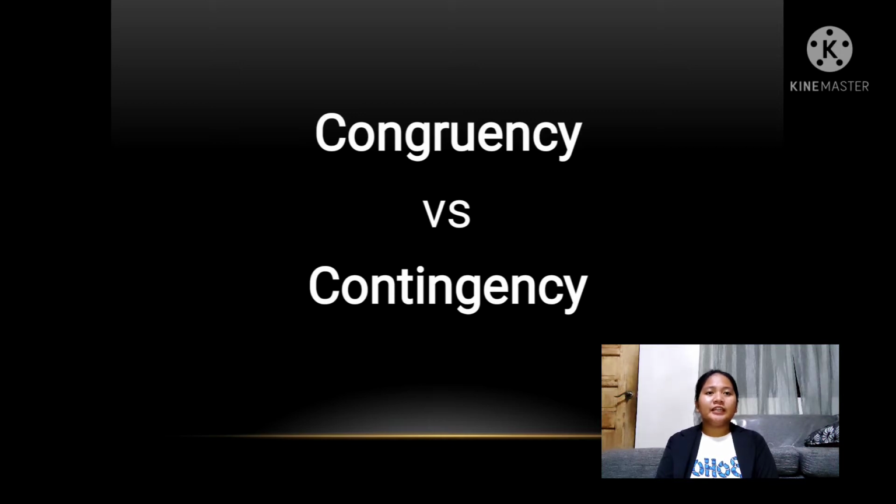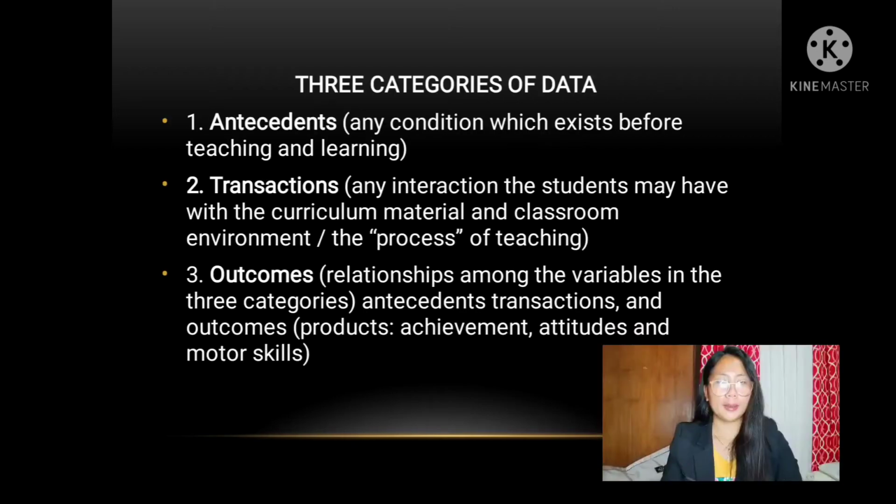According to Robert Stake 1975, he claimed that curriculum evaluation is not complete unless three categories of data have been made. These categories of data are antecedents, transactions, and outcomes. Number 1. Antecedents. Any condition which exists before teaching and learning. It includes data on students and teachers, the curriculum to be evaluated, and the community context.